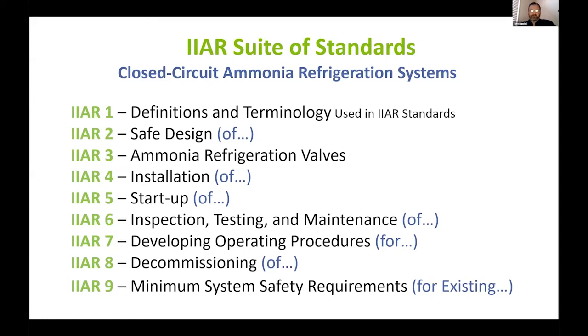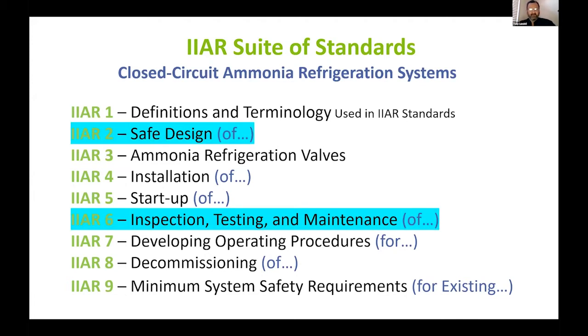We have IIAR 3, ammonia refrigeration valves; IIAR 4, installation; IIAR 5, startup; IIAR 6, inspection, testing, and maintenance; IIAR 7, developing operating procedures; IIAR 8, decommissioning; and IIAR 9, the minimum system safety requirements for existing systems. And today I'm going to highlight a couple of them, which is IIAR 2 for safe design and IIAR 6 for inspection, testing, and maintenance. And I'll show some pictures to help as well.